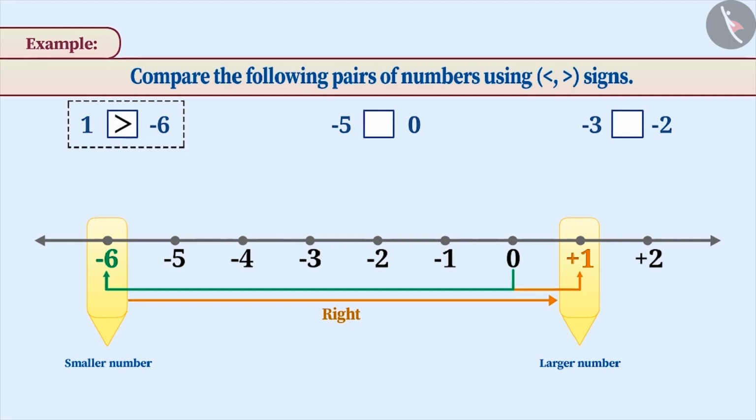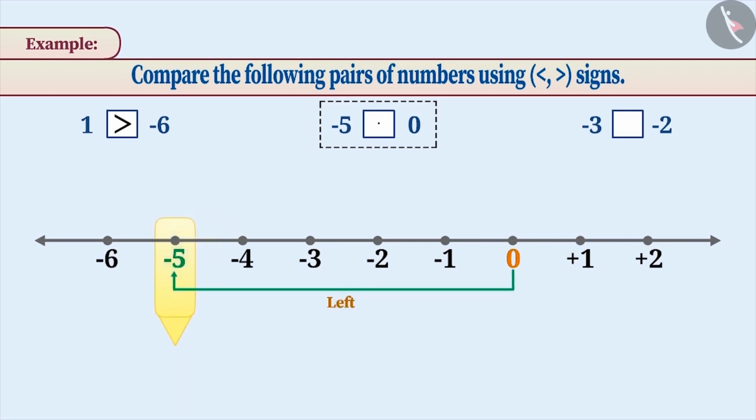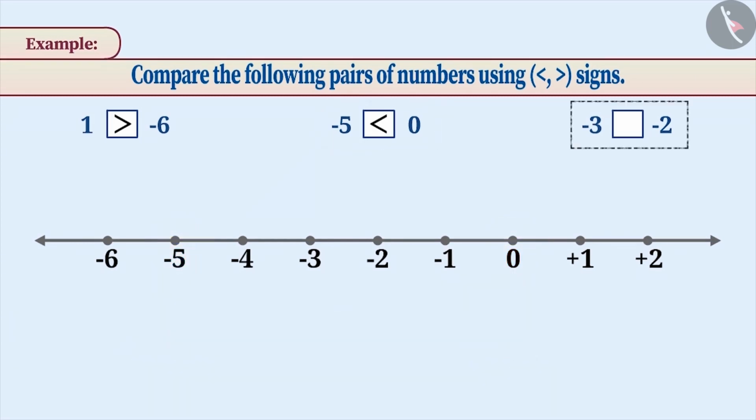Similarly, let's compare -5 and 0 on the number line. The number -5 is marked 5 places to the left of 0. Since -5 is to the left of 0, -5 is the smaller number and 0 is the larger number. Similarly, in order to compare -3 and -2, mark them on the number line. As you can see, -3 is to the left of -2. Therefore, -3 is smaller than -2, or we can say that -2 is larger than -3.